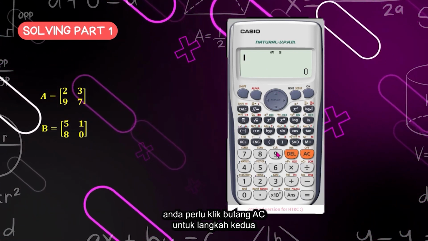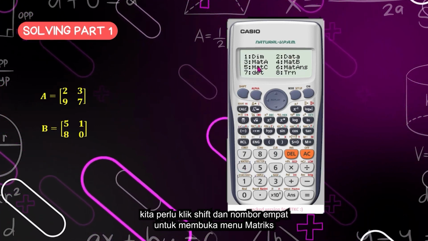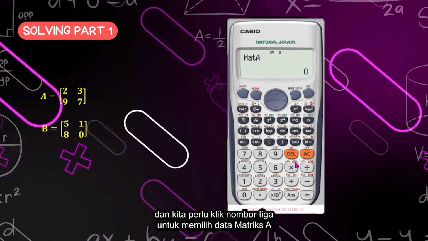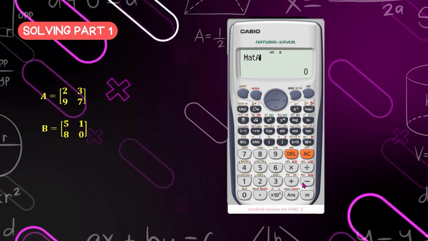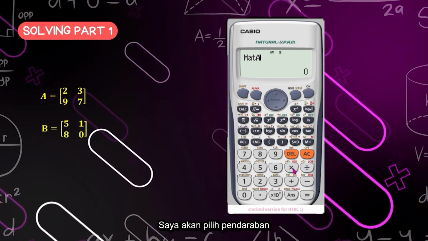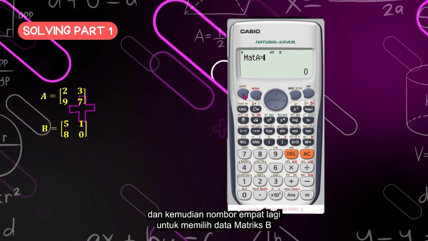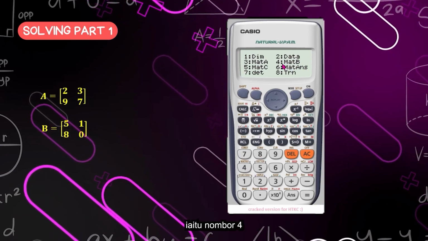For the second step, we have to click shift and number 4 to open the matrix menu, and we have to click number 3 to select the data matrix A, and now we can insert the operation that we want to perform. I will click multiplication, and we have to click shift and the number 4 again to select the data of matrix B, which is number 4.